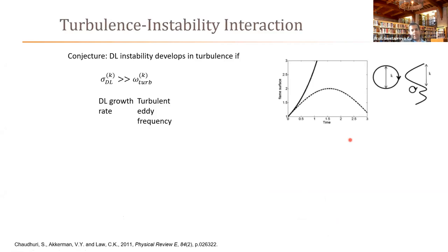Okay. So now how do you explain these things and form a regime diagram out of it? Now we develop this regime boundary based on the following considerations. And we said that Darrieus-Landau instability develops in turbulence if the Darrieus-Landau instability growth rate is much, much larger than the turbulent eddy frequency. Okay. Both have dimensions of 1 per second. So this is the kind of situation where the Darrieus-Landau instability and turbulence interact, and we establish a condition where one will win over the other. When will Darrieus-Landau instability win over flame surface fluctuations that are generated by turbulence? In the conditions when the Darrieus-Landau instability growth rate is much, much larger than the turbulent eddy frequency.